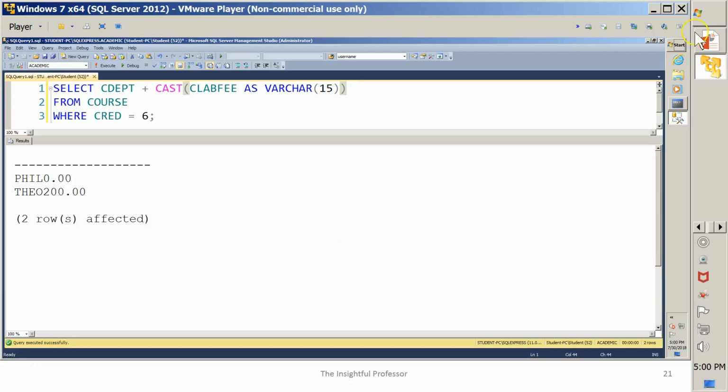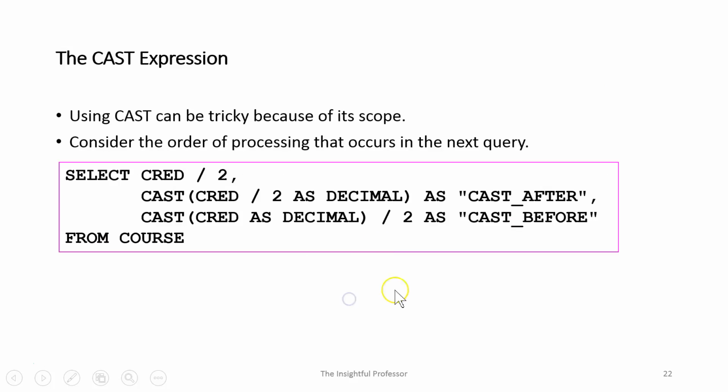Got another example in the handout to show you a subtlety with the cast expression and cast functions. Here, it's a timing issue. If we take this query, we're taking credit divided by 2. 2 we know is an integer, credit is an integer, and when we run this in SQL Server, you're going to get integer divided by integer. The result will be an integer. 3 divided by 2 will be 1, not 1.5. So we try to use the cast operator and say, well, take the credit and divide it by 2. Oh, and what we'd like to do is convert it to decimal. See if we can get away with that. Let's see what happens here.